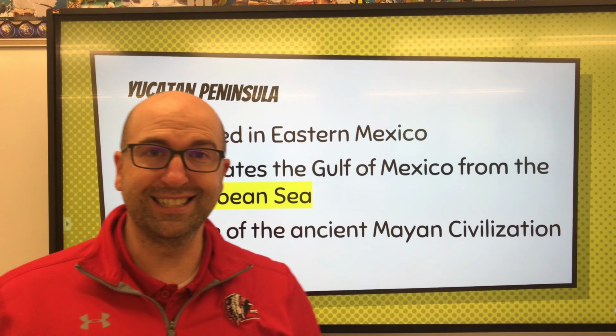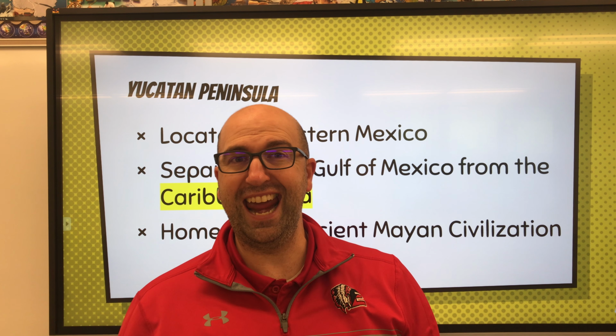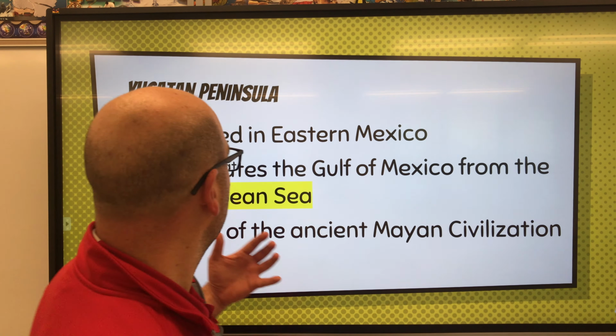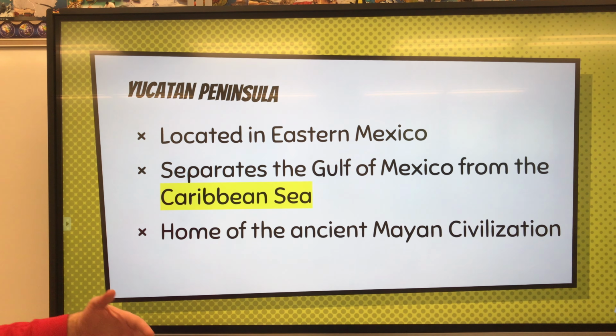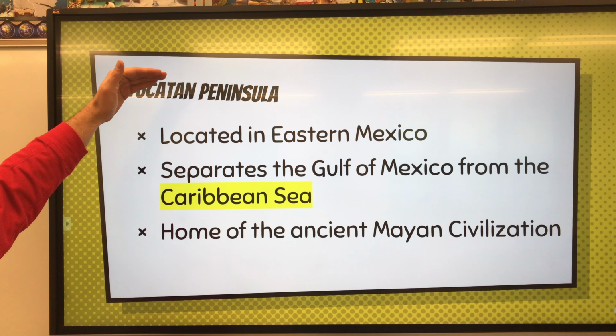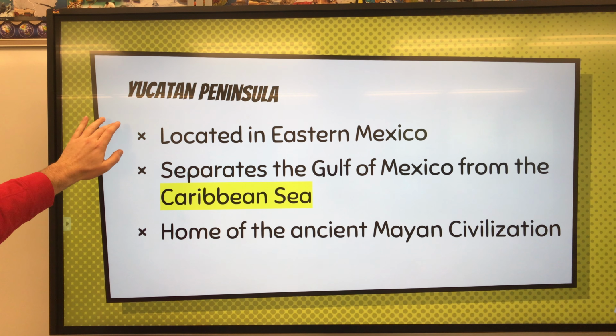The Yucatan Peninsula. Historically, for Latin America, this was one of the first areas of civilization. You had the Mayan civilization, one of the first major civilizations in Latin America, occupying this area. And the Yucatan Peninsula is what separates the Gulf of Mexico from the Caribbean Sea.